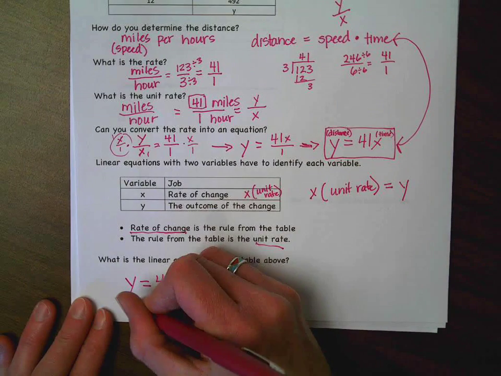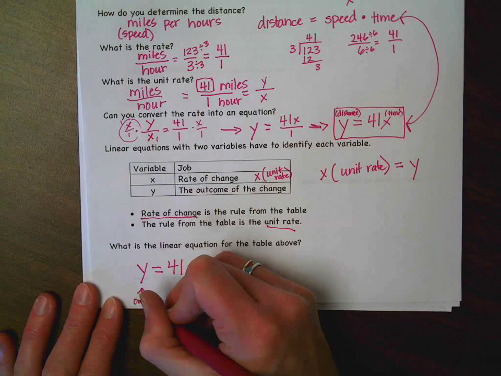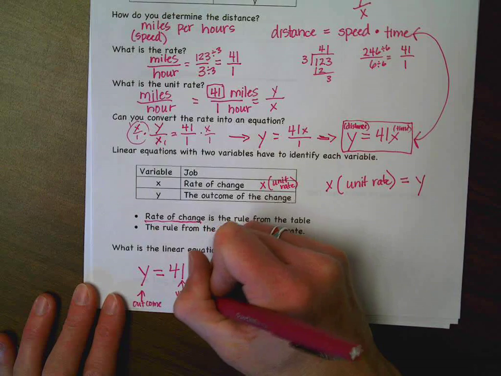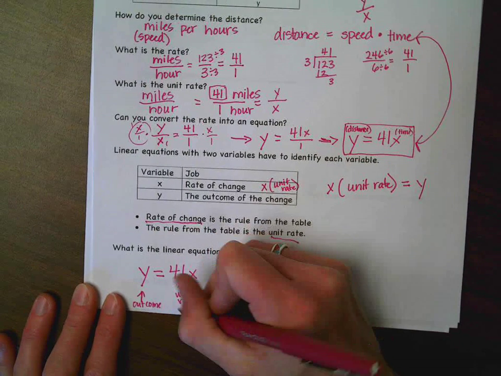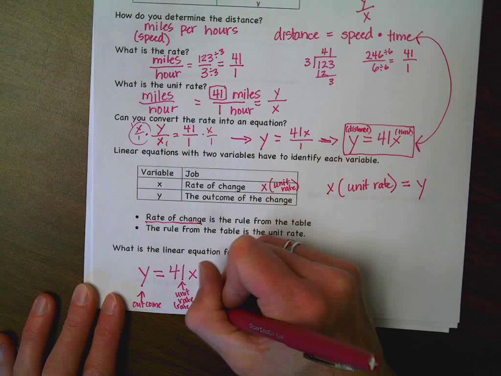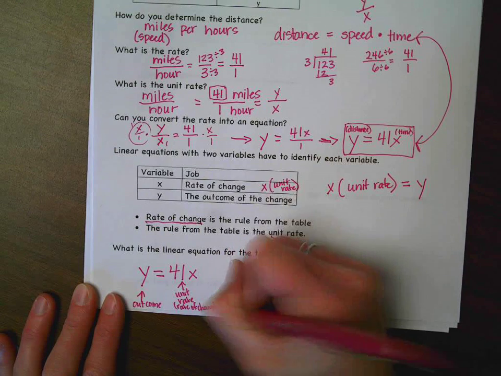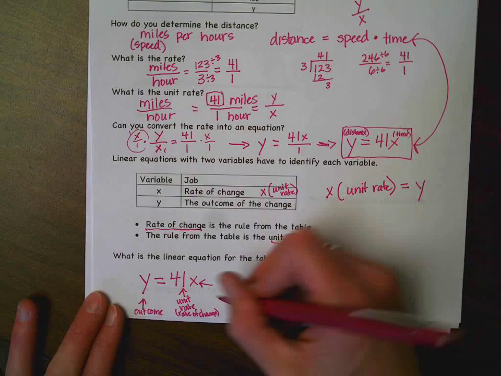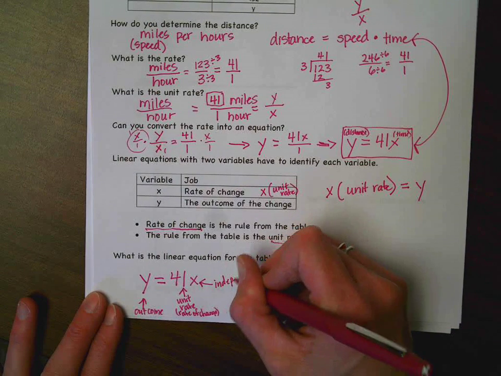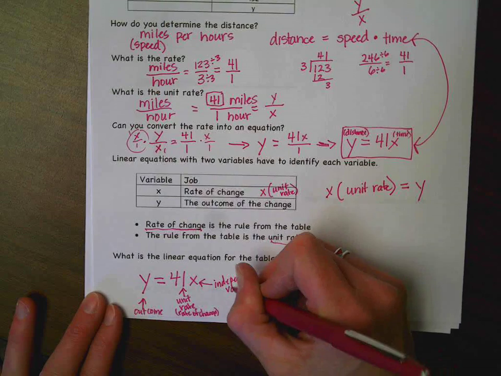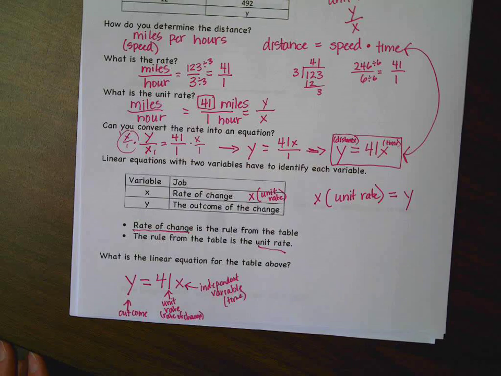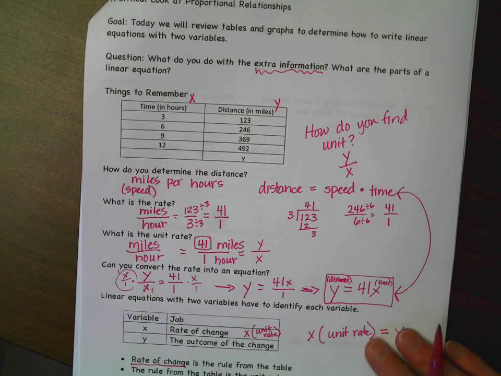What are the parts of a linear equation? Let's talk about it again. This right here is the outcome, right? This right here is the unit rate, or the rate of change, in parentheses, rate of change, okay? And this x is the independent variable, whatever you're starting with. So independent variable in this specific circumstance, it's time, and time is always the independent, no matter what you're doing.